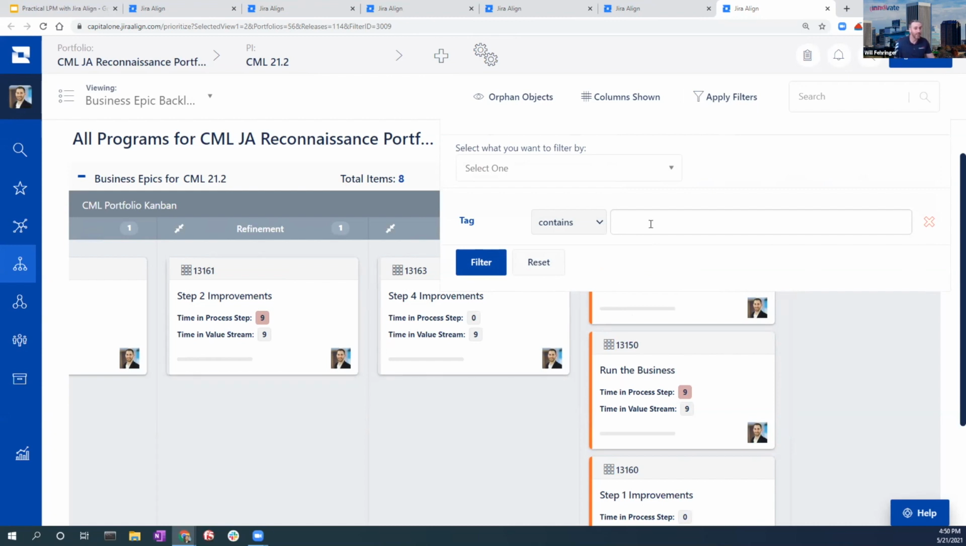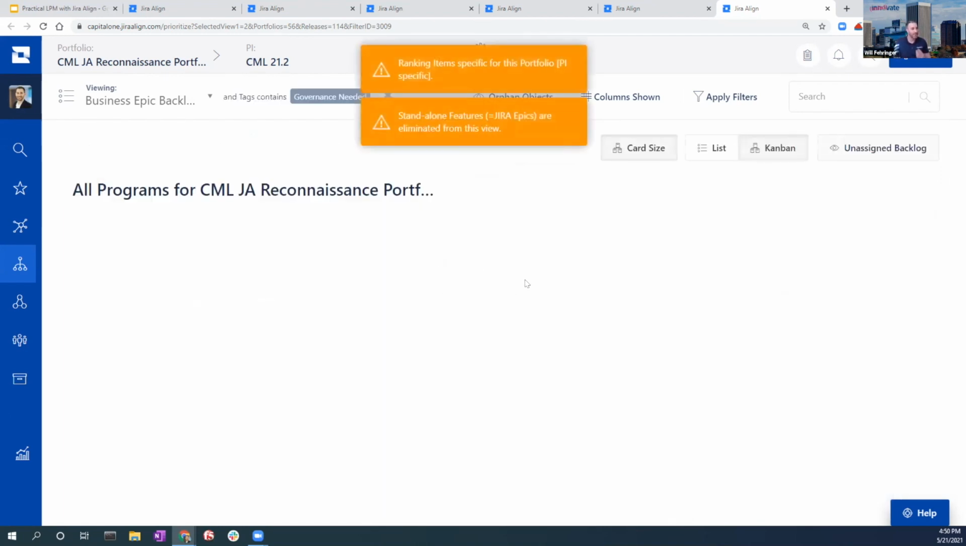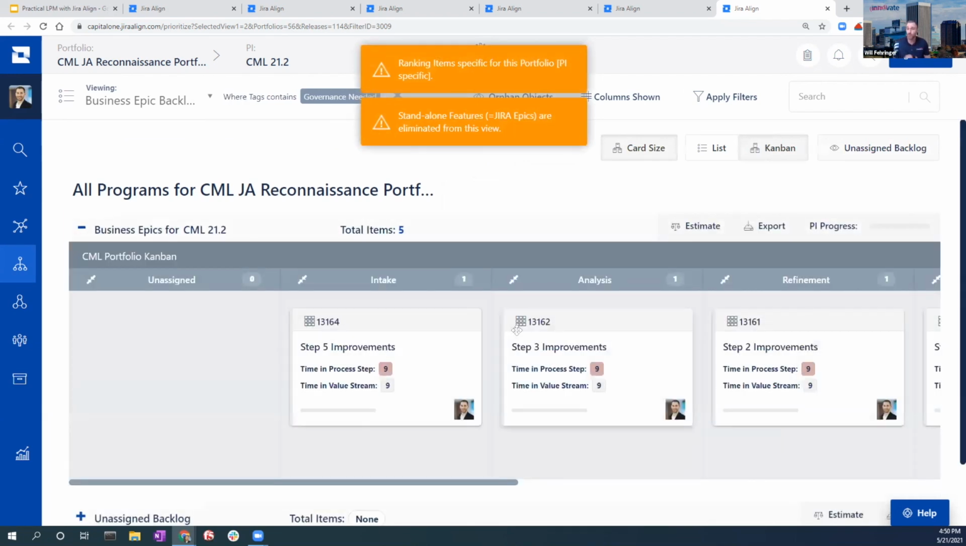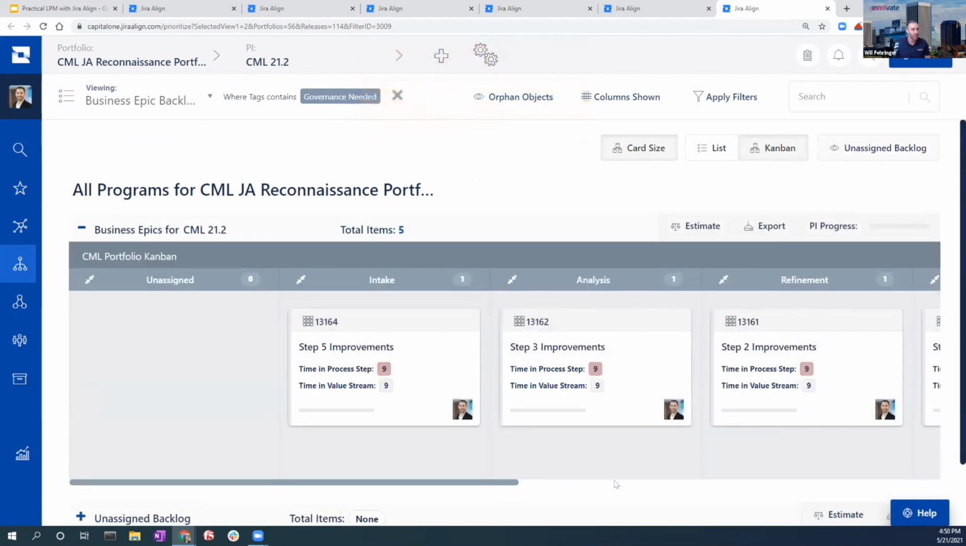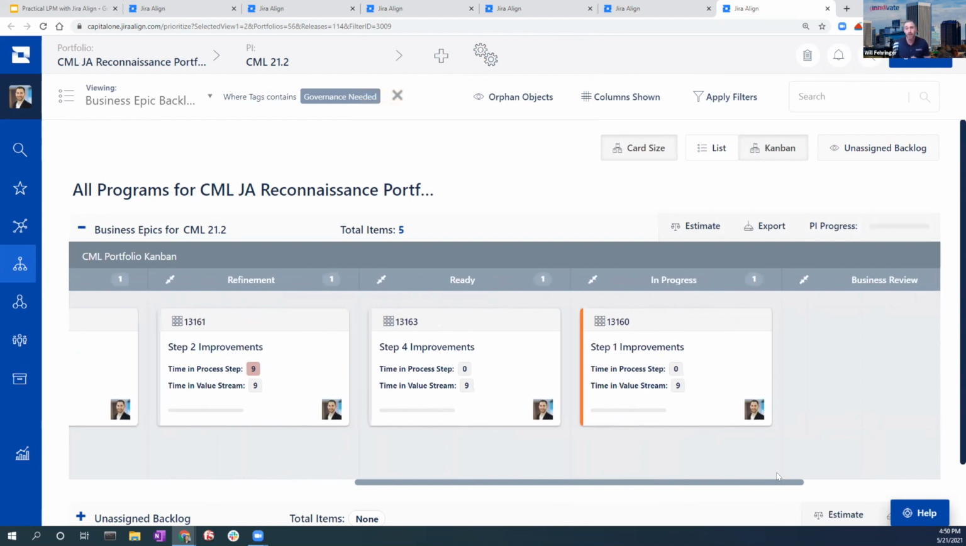So what I've done is I've put this governance needed tag on everything that's relevant for our portfolio team to have governance over. We hit that tag and filter. Suddenly, in our in progress column, we lose the local intent and our unrelated work that was already in flight. Those fall off of the board, and we can focus just on the epics that require portfolio governance. So that is a practical way to help lean out the board and make it more useful for your portfolio team.